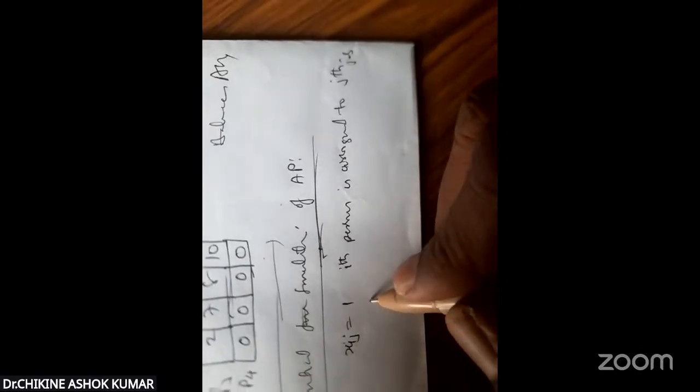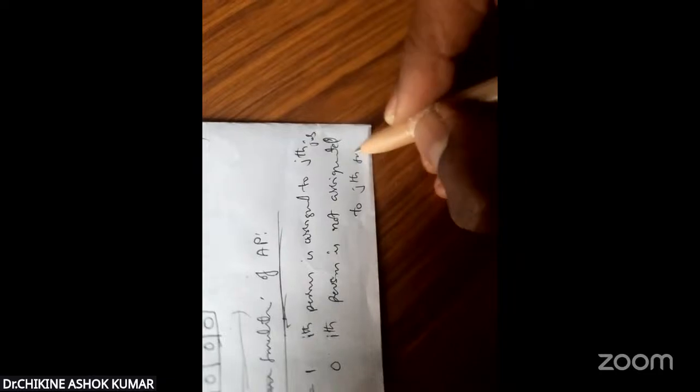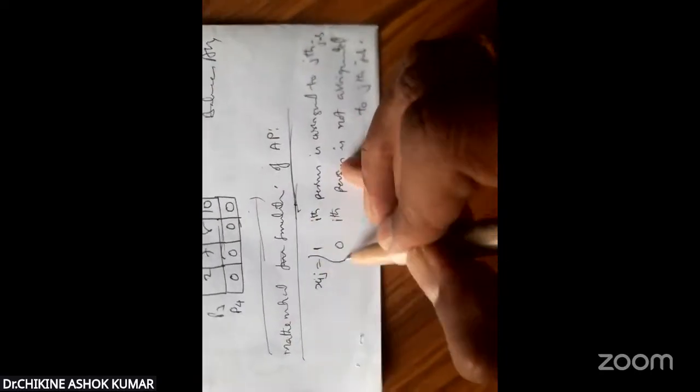Suppose it is equal to 0. It means the ith person is not assigned to the jth job. So 1 stands for assignment done, 0 stands for assignment not done. It means the ith person does not get assigned to the jth job. So this structure is known as the mathematical formulation of the assignment problem.